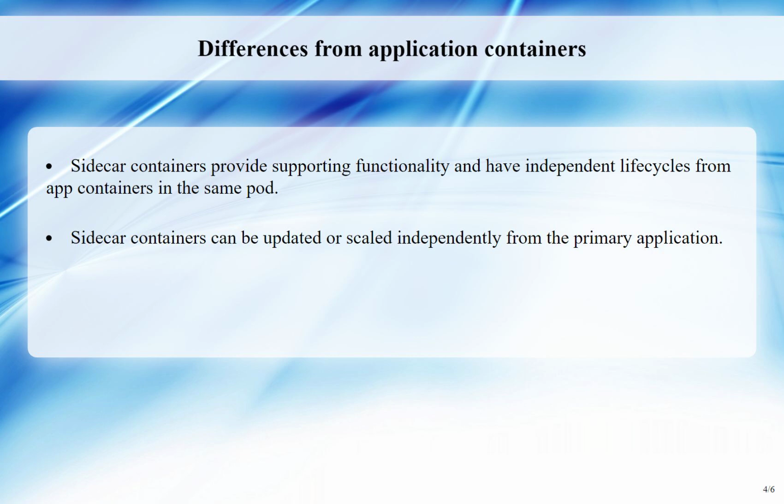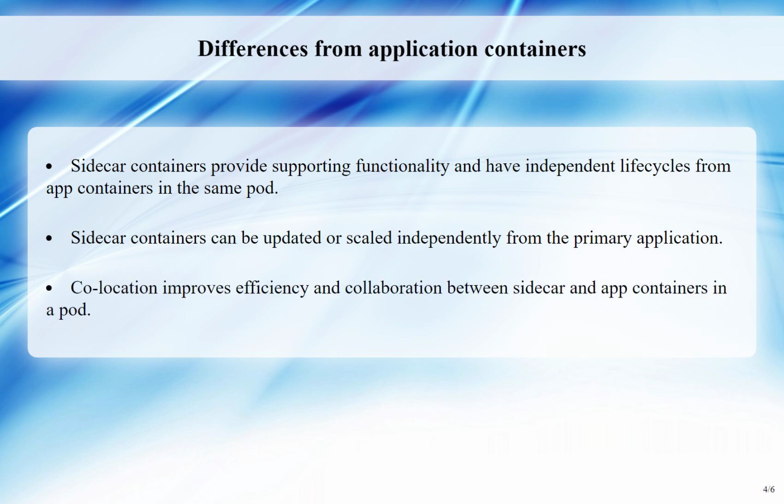Sidecar containers share network and storage namespaces with the primary container, allowing for close interaction and resource sharing. This co-location enhances efficiency and collaboration between sidecar and app containers within a pod.